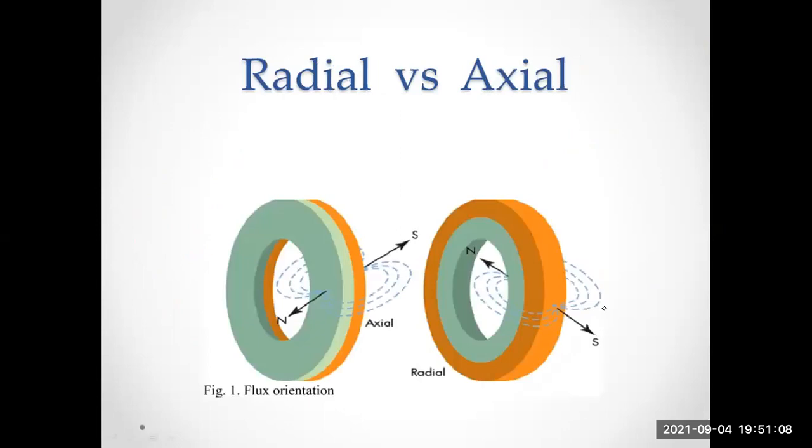In axial flux, suppose the green one is the stator and the orange one is the rotor. Now, in the first one, you see the flux will pass axially. But in the second one, the flux will pass radially. So there are two options, radial flux and axial flux machine. But mostly, we study the radial machines, not the axial one. Axial motors have some application in underwater vehicles, like torpedoes and other types of underwater vehicles.